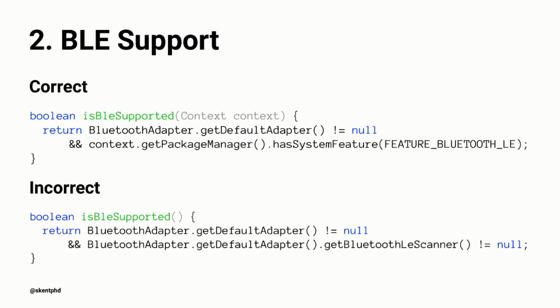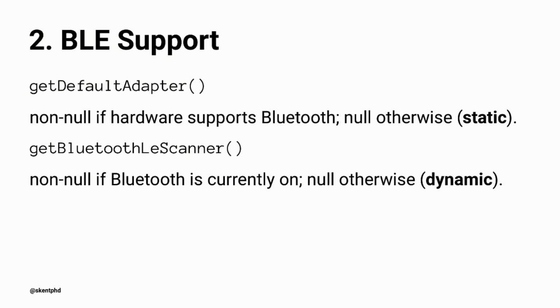So the reason this is incorrect is that calling getDefaultAdapter will return non-null if the hardware supports Bluetooth and null otherwise. And that's effectively static. So on any given device, when I call that method, I will always get null or always get non-null. When you call getBluetoothLeScanner, this will return non-null if the Bluetooth on the phone is currently switched on and null otherwise. So that's dynamic, not static.